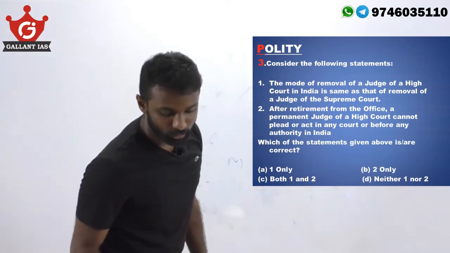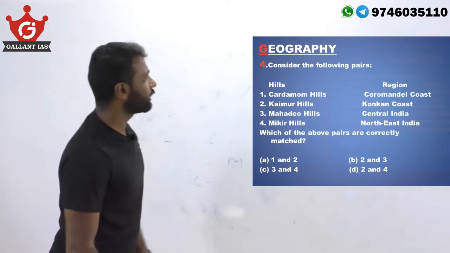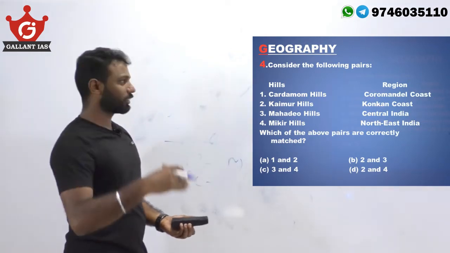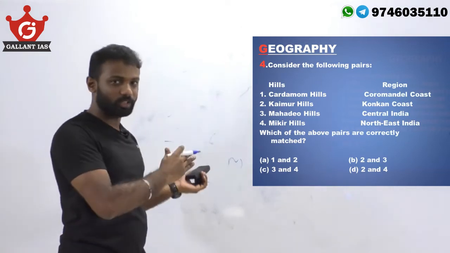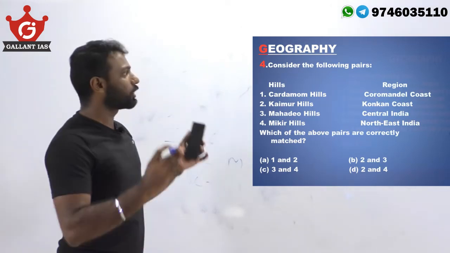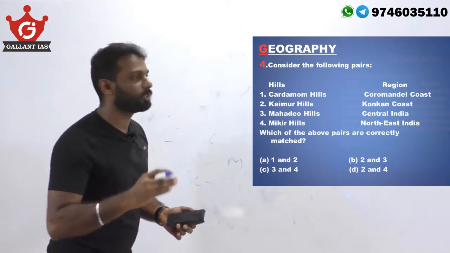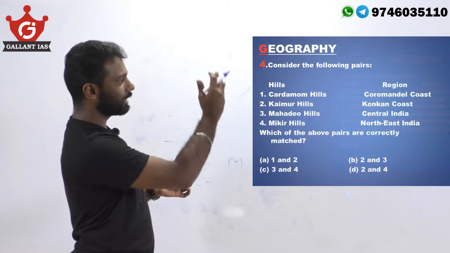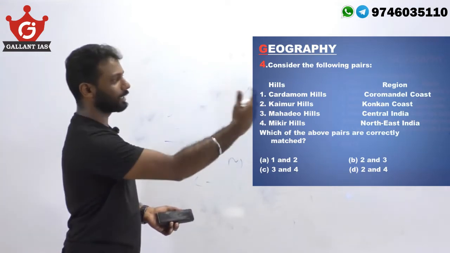Moving on to the next question from the geography part. It's also a map-based question. So as I told you, map is an important part in the UPSC syllabus, whether it is world geography or Indian physical geography. So at least some of the more important physical features should be in your mind with their locations. Okay. So on the left hand side, names of some hills are given, and on the right hand side, the region is given.